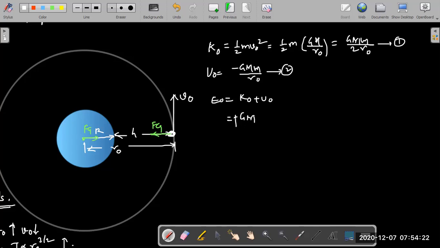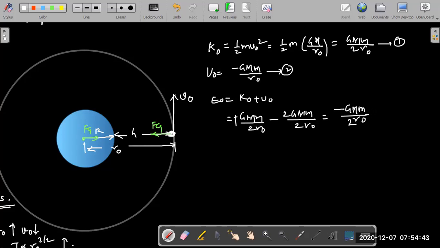G plus g capital M small m by 2 r naught. Now, can I write this as minus 2g capital M small m by 2 r naught? Yes, sir. So this is 1 minus 2. That will be equal to how much? Minus g capital M small m by 2 r naught. Yes, that is correct.